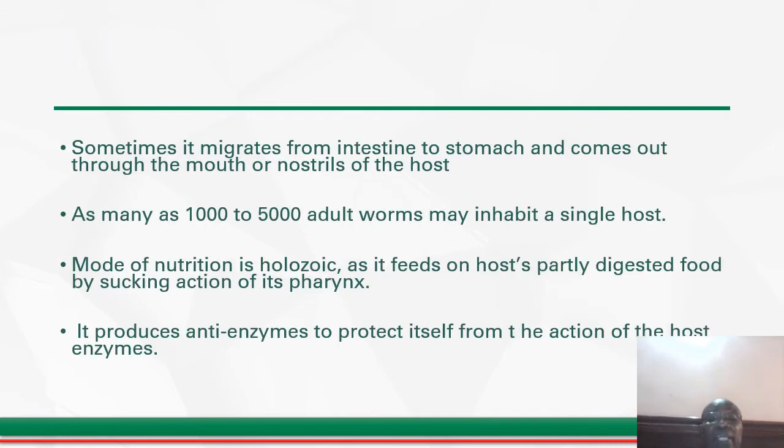Sometimes it migrates from the intestine of the host to the stomach and comes out through the mouth or nostril of the host. So this Ascaris can migrate from the intestine and then through the stomach, and eventually it can come out through the mouth, or it can come out through the nostril of the host. And as many as about 1,000 to 5,000 adult worms may inhabit a single host.